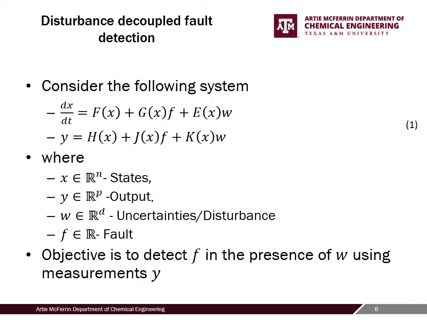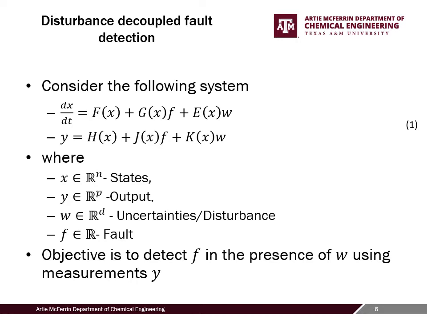So now I'd like to formally state the fault detection problem. In particular, we'll be looking at disturbance decoupled fault detection. So consider the system shown where x, an n-dimensional vector, represents the states, y, a p-dimensional vector, represents the outputs, w, a d-dimensional vector, represents the uncertainties or disturbances present in the system.